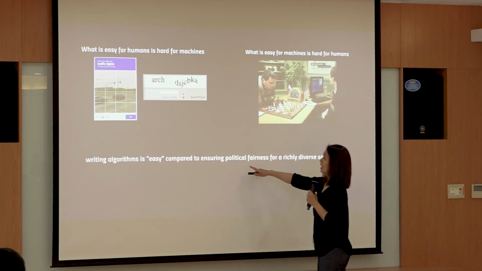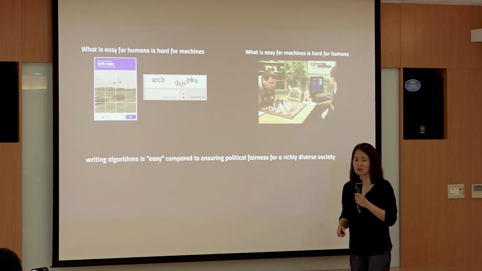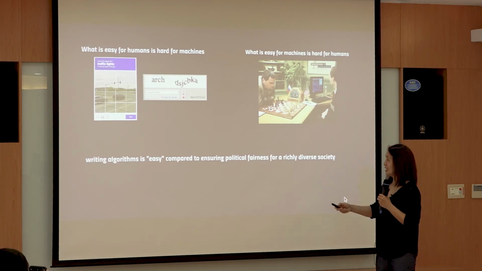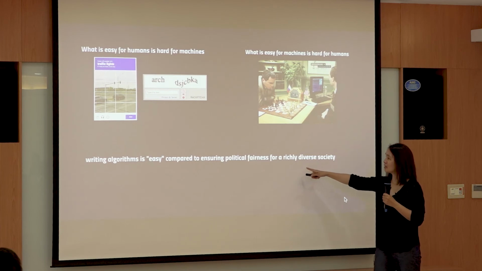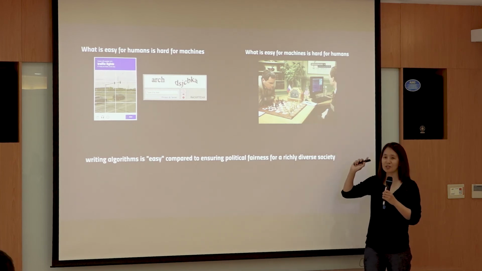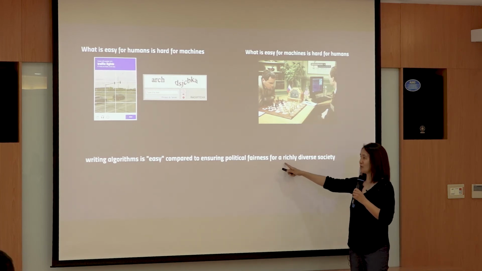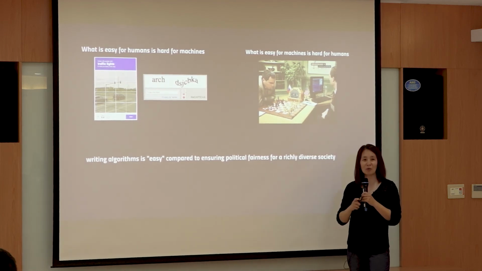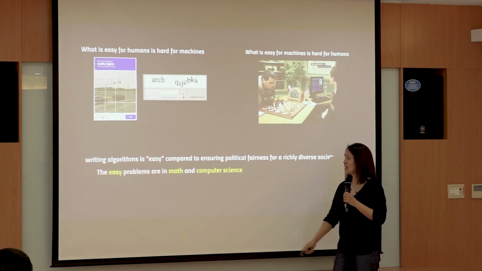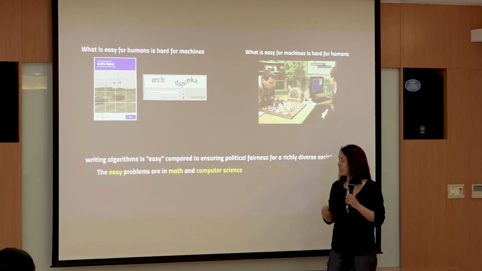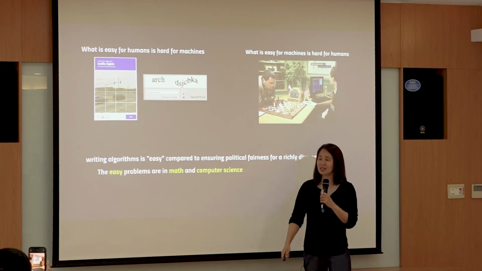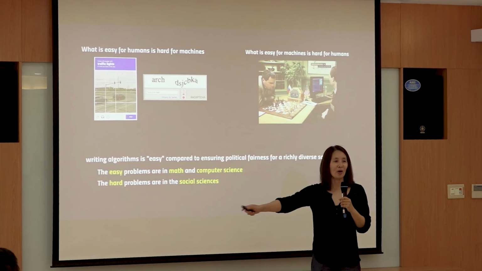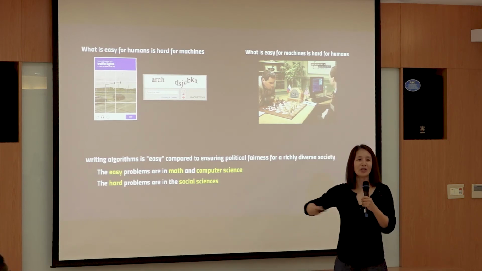So I always say that the algorithms we wrote, even though it took us like 8 years basically to do it, which is a pretty long time, it's actually very easy compared to this idea of ensuring political fairness for a richly diverse society, right? This problem is like super hard. And it's super hard for humans to decide on what that even is. So I always say the easy problems are in math and computer science. The hard problems are actually in the social sciences. Right? The social scientists have all the hard problems. The computer scientists, they have all the easy problems.